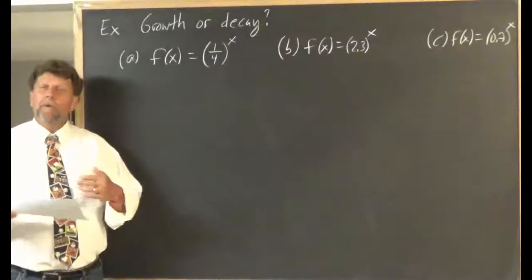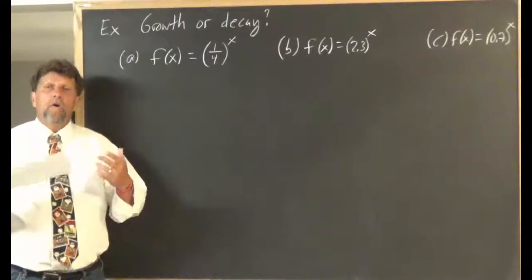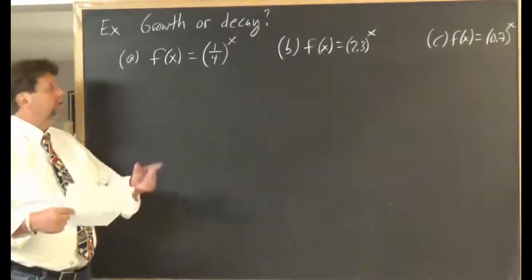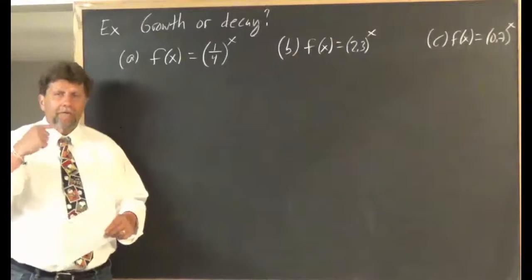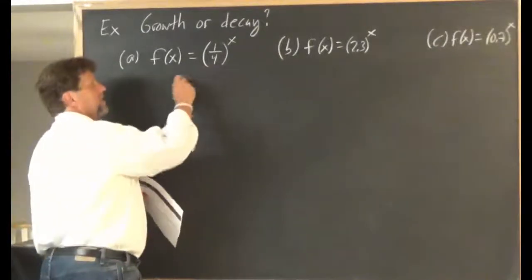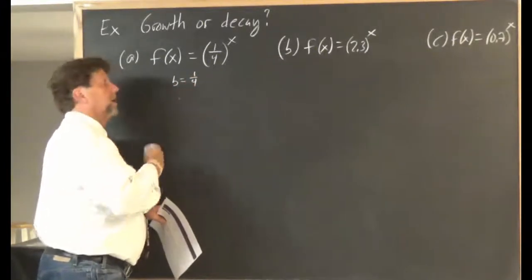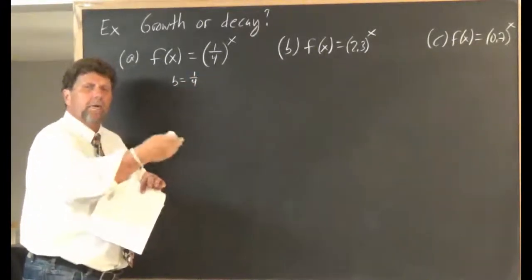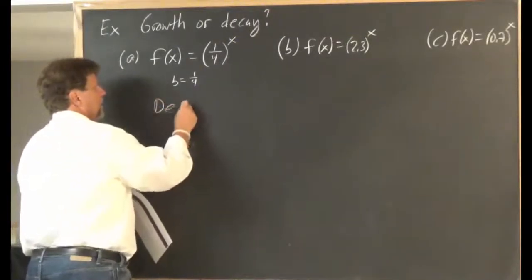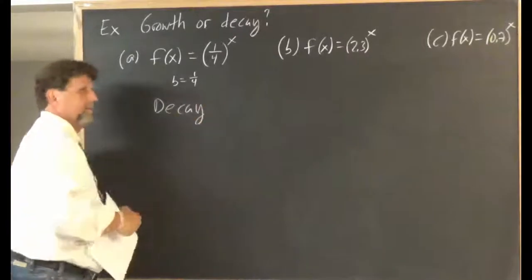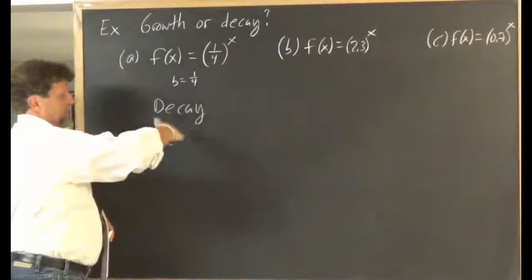All right, in this example, we were just asked to classify the function as representing exponential growth or exponential decay. So the first one, f of x equals 1/4 to the x. The first thing I noticed is that the base of this exponential function is 1/4. And 1/4 is between 0 and 1. Because it's between 0 and 1, I know it's exponential decay. And because it's exponential decay, I know the graph is doing something like that.